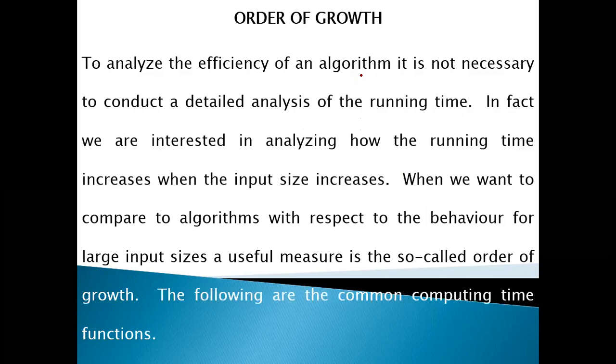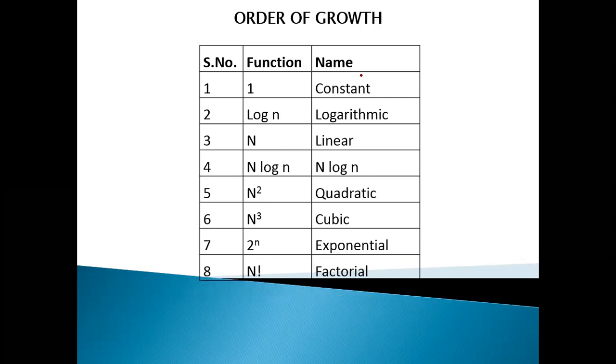So the next concept is order of growth. Order of growth means analyzing how the running time increases when the input is increased. Just like we add two numbers in a fraction of a second. The addition is the same, but the input is increased. That means we add three numbers in 3 seconds, and in the same way 100 numbers in 100 seconds. So whenever the input size increases, the running time may also increase.